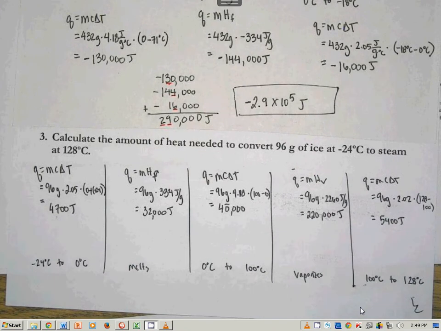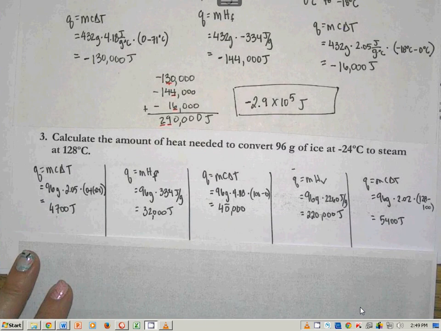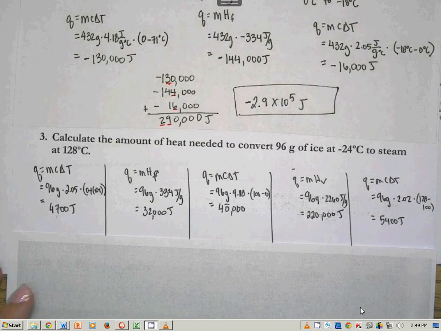I've got yeses and nos. Do it. Gage says do it. Okay, so basically, at the end of it, all you're going to do is add them all up.